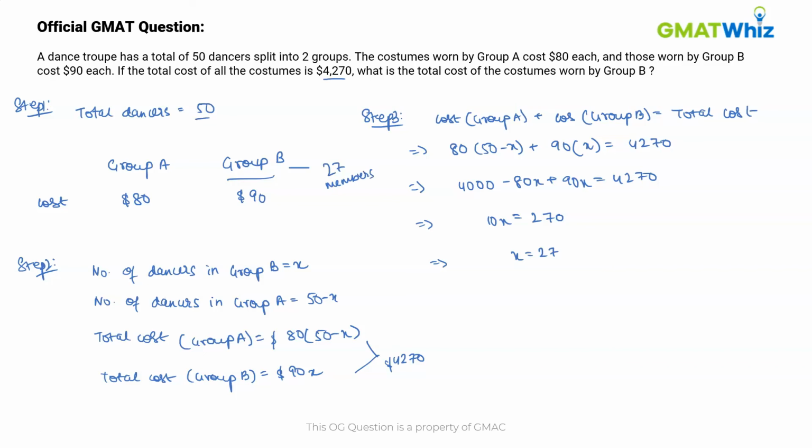So to find the total cost of the costumes worn by Group B, it will be equal to the cost of one costume, which is 90, times the number of members, which is 27. This gives us $2,430, which is option C.